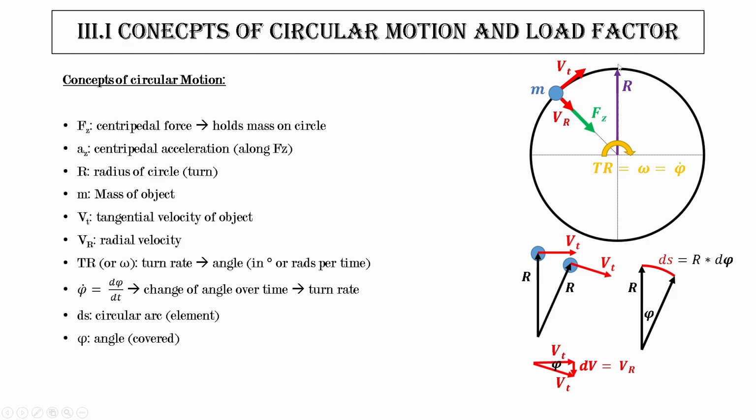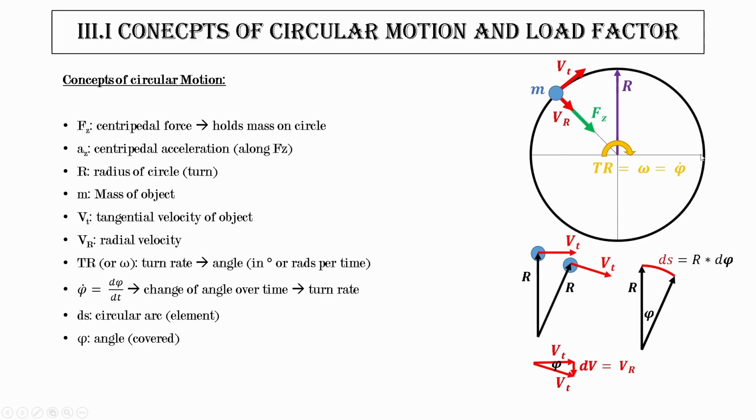If your mass is here, it points this way. If your mass is here, it points this way. And every time the velocity vector is changed, we have acceleration. Hence, the turn is an accelerated flight.